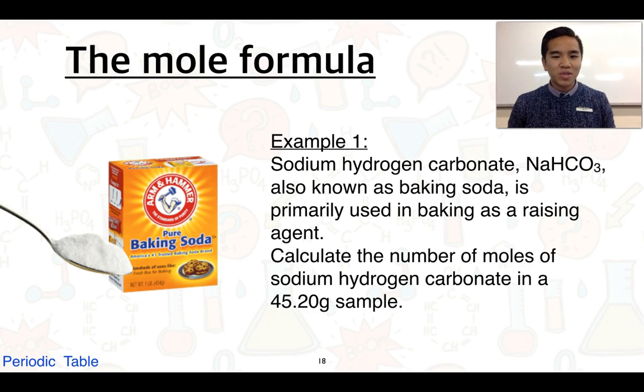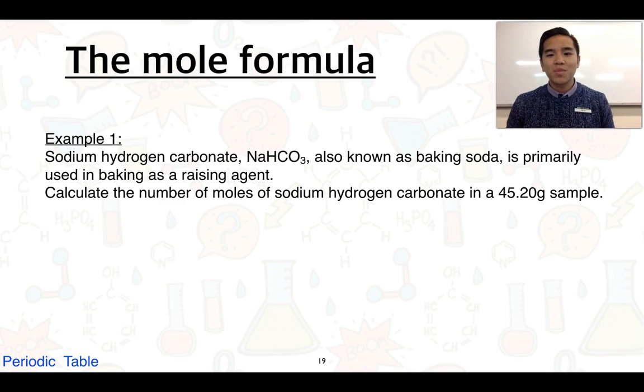The first example looks at sodium hydrogen carbonate. This is also known as baking soda, and it's primarily used in baking as a raising agent. The question states, calculate the number of moles of sodium hydrogen carbonate in a 45.20 gram sample. To calculate this, we're going to need to firstly work out its molar mass. That's the mass of 1 mole of sodium hydrogen carbonate.